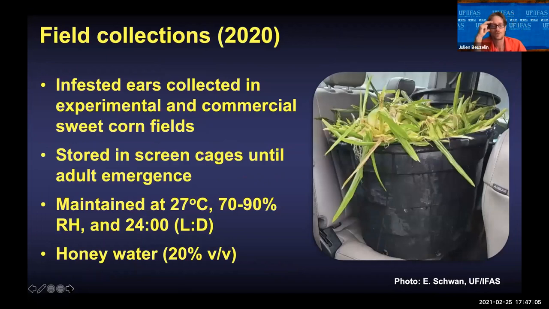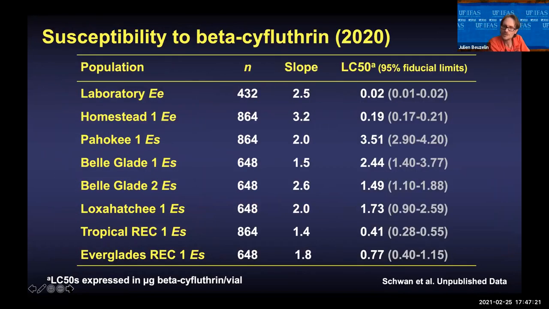So in 2020, we were able to collect seven populations in the field from infested ears. We would wait until we had adults emerging from those ears, and then we would test them. So here are our results, where we're showing the seven field populations, but we also have one laboratory population of Euxesta eluta. It's had limited exposure to insecticides, so we consider this our susceptible standard. If you look at the names of the populations, EE is for Euxesta eluta, ES is for Euxesta stigmatias. All those here were collected in commercial fields. Those two populations were collected in non-treated fields at the Tropical REC in Homestead and the Everglades REC in Belle Glade.